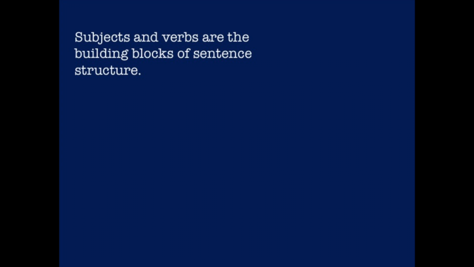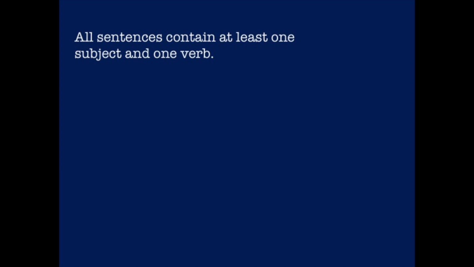So what are subjects and verbs? Subjects and verbs are the building blocks of sentence structure. All sentences must contain at least one subject and one verb. Sometimes a complete sentence can have more than one subject and more than one verb. Sometimes a statement can have a subject and verb but still not form a complete sentence. We'll talk about those occasions in another video, but for now, let's review the definitions of subjects and verbs.